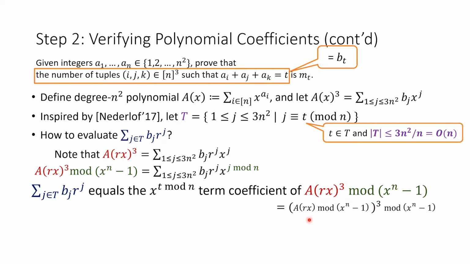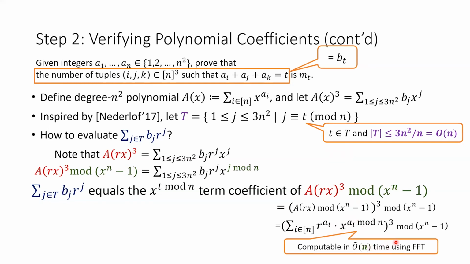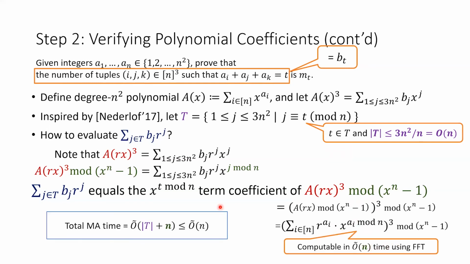And to evaluate this, we can first reduce a of r x mod x to the n minus 1, which can be done in linear time. And then we raise it to the third power, which can also be done in linear time using FFT. So the total MA time of this protocol is the proof length, which is roughly the size of capital T, plus the verification time, which is also linear in n. So the total MA time is linear in n.